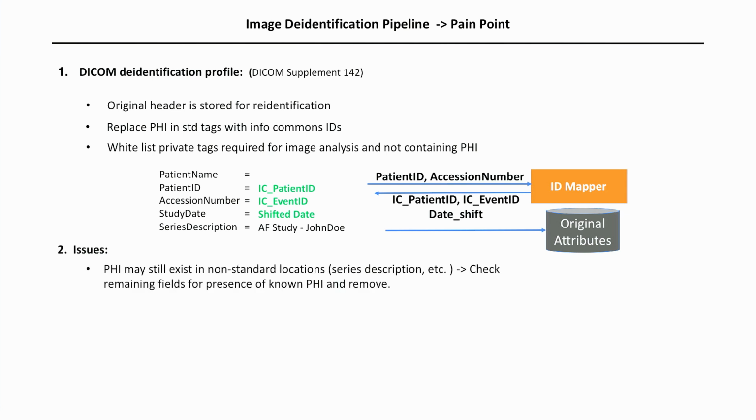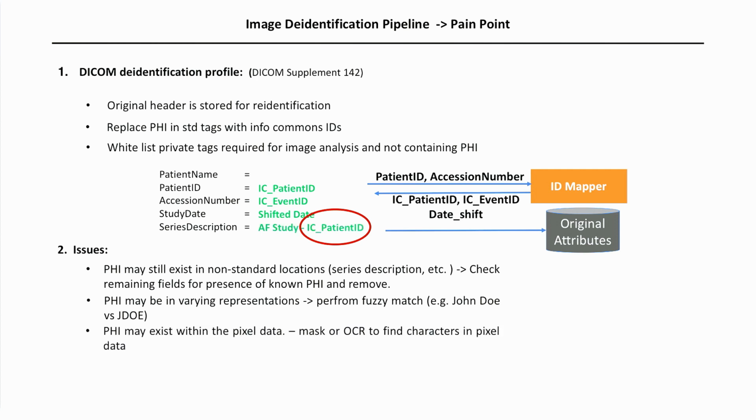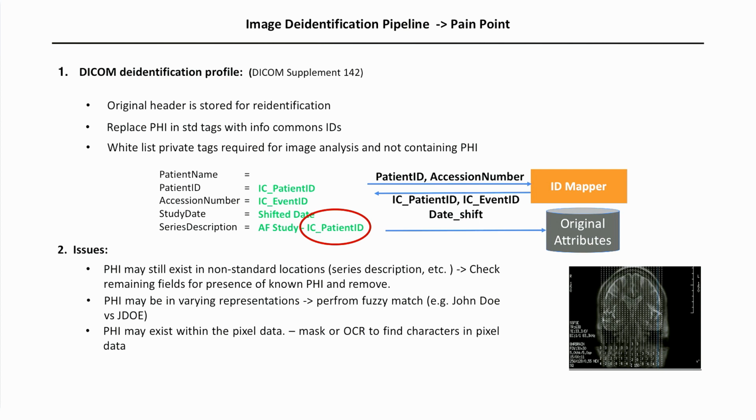But after that, we still need to check for PHI in non-standard locations, and then also consider the possibility that PHI exists in varying forms. So there are going to be name variations, there are going to be dates of service scattered throughout the data set, and so we need to perform fuzzy matches to detect all of those and replace them. And then finally, you have the PHI in the pixel data, and that either needs to be masked or OCR'd to determine if the text in the data is actually PHI. And so we can mask that out.